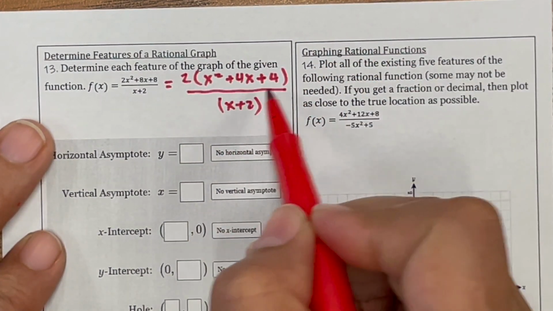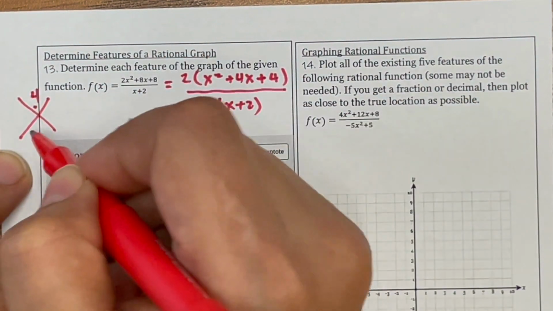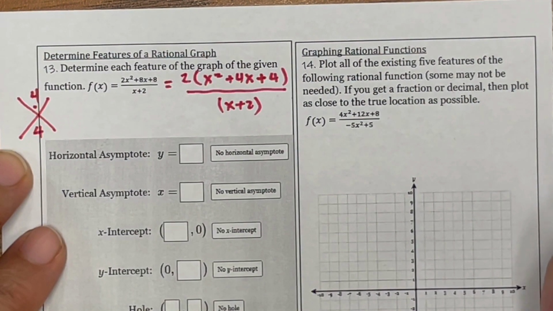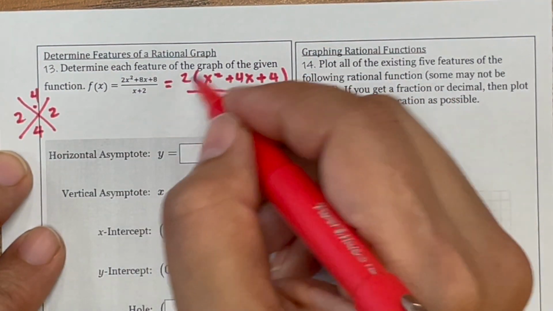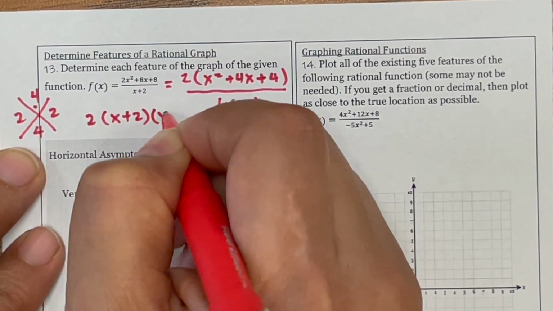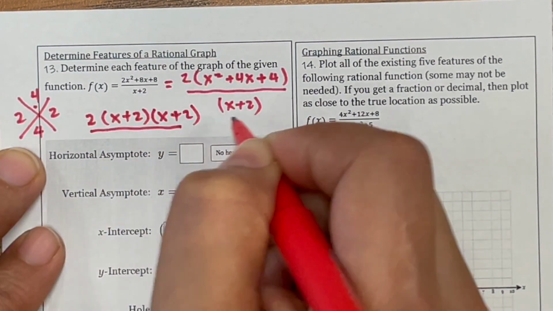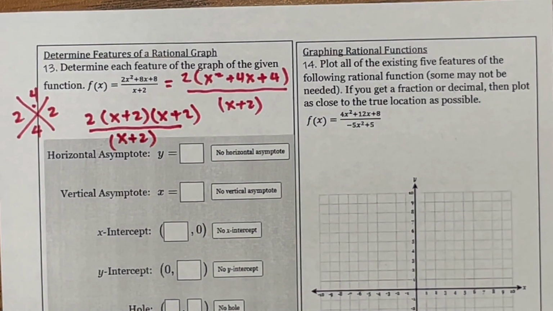Let's factor this top. I need 2 numbers that multiply to 4 and add to 4. Those numbers are 2 and 2. Do I need to fix the signs? No. So the top part is 2 times (x plus 2)(x plus 2), over the bottom, which is x plus 2. Once you factor, then you can answer all the questions.